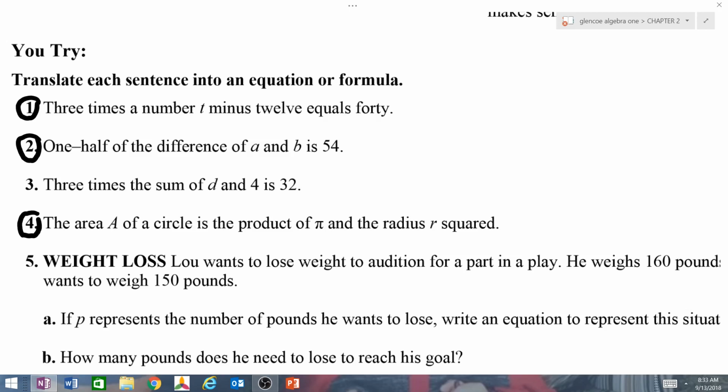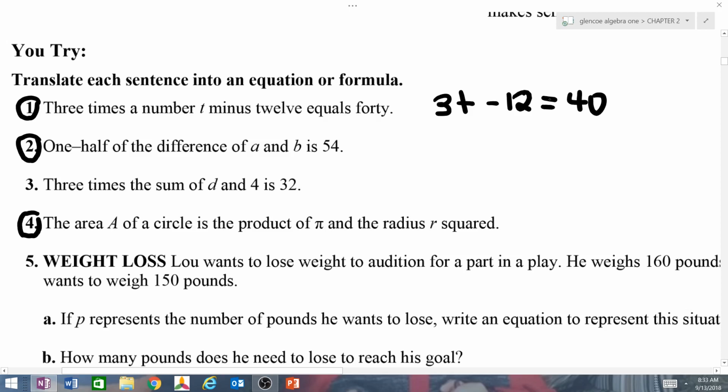Okay, raise your hand if you'd like the first one. 3 times the number t minus 12 equals 40. Who would like that one? Thank you so much. Go ahead, take it away. 3t minus 12 equals 40. 3 times a number t, which is 3t, minus 12 equals 40 is correct.